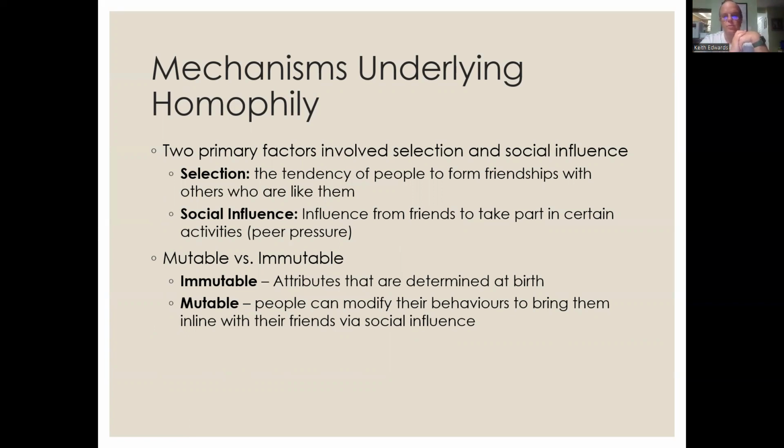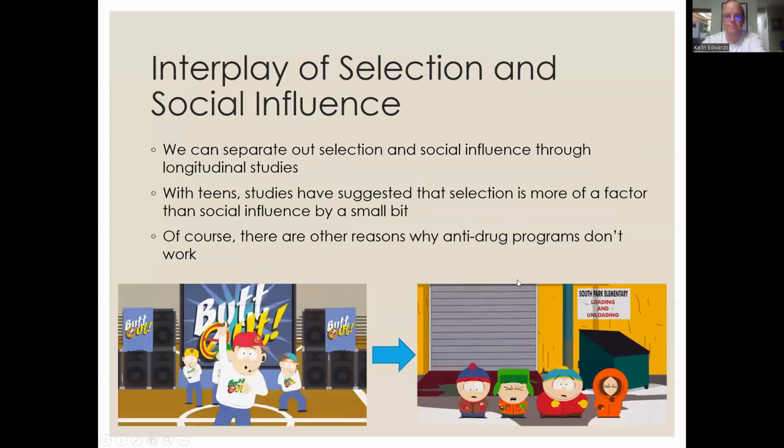And there are two types of characteristics that people have. There's mutable and immutable. Immutable are the attributes that are determined at birth. Mutable are the ones that can be modified. So, we can modify our behaviors, bring them in line with our friends via social influence, or because we want to. So selection and social influence actually interplay with one another, and sometimes it's hard to separate them out.